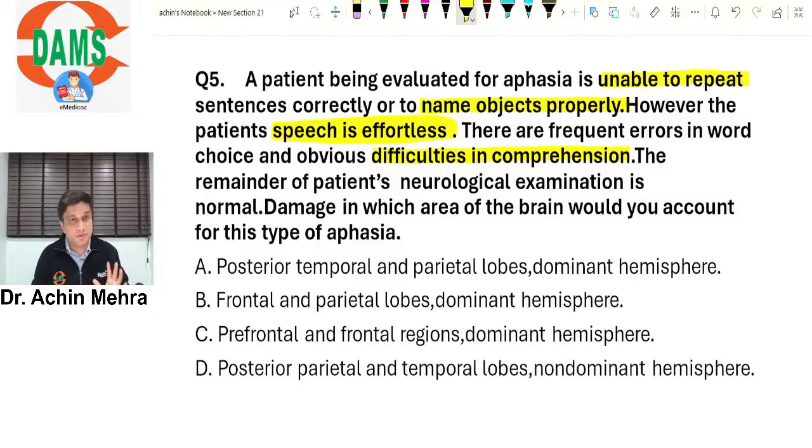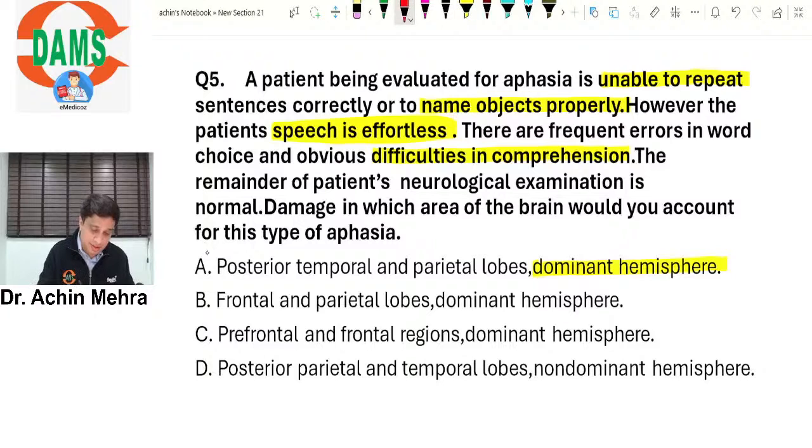Look at all these possibilities. Wernicke's is gone. His comprehension is gone. His naming is gone. Repetition is gone. While his Broca's is intact, that's why he's able to speak effortlessly. So this is the damage in the Wernicke's area, that's for sure. On which side? Left, the dominant hemisphere. And where is the Wernicke's area located?